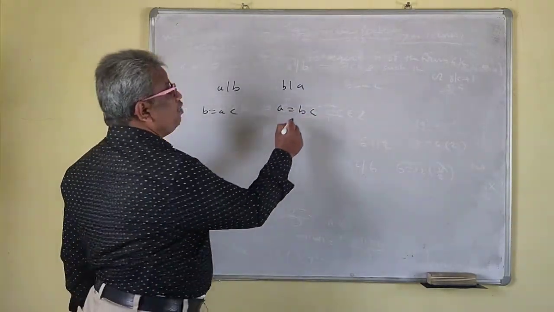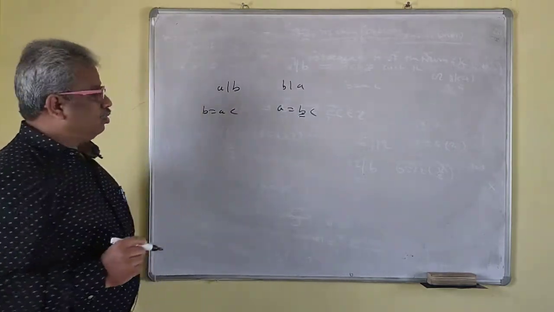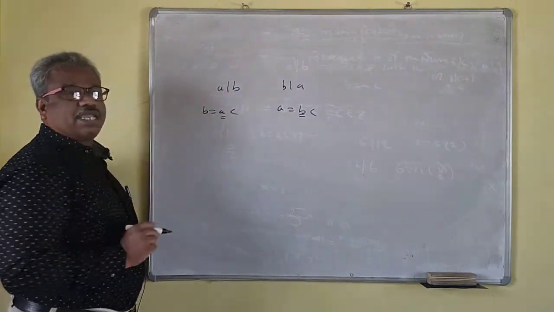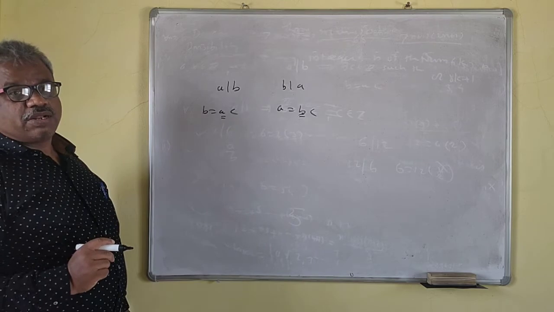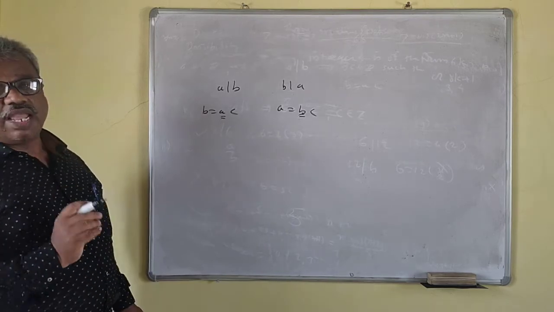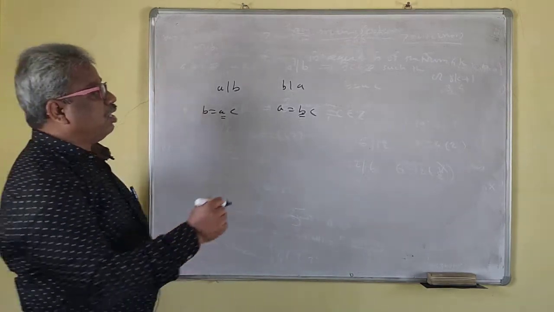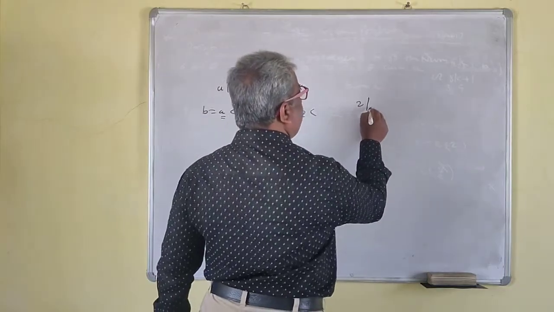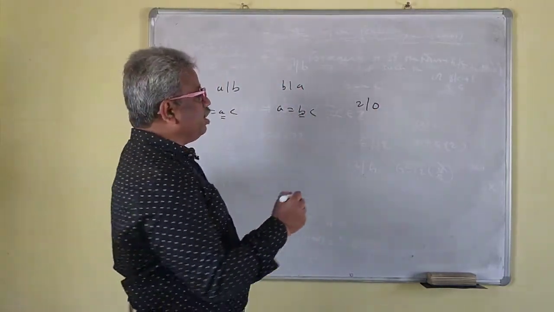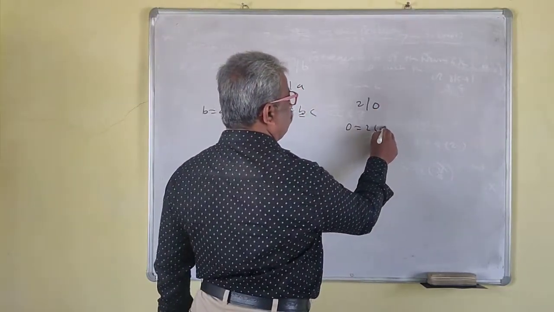But here, this b should not be 0. Note that. We are not taking a as 0. So in our definition, a is not equal to 0. So b may be 0. That means 2 divides 0. Is it true? Yes, it is true, because 0 we can write as 2 times 0.